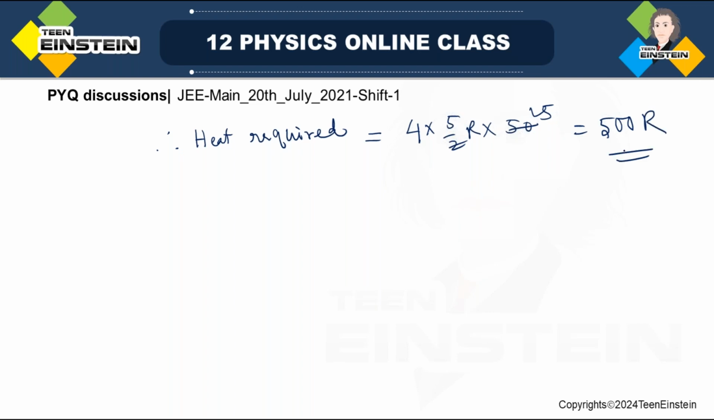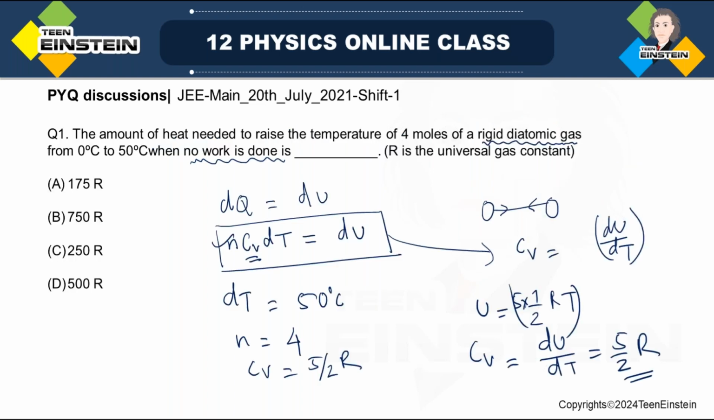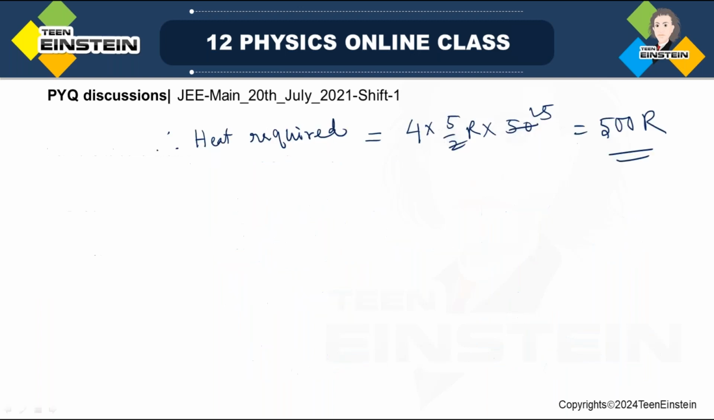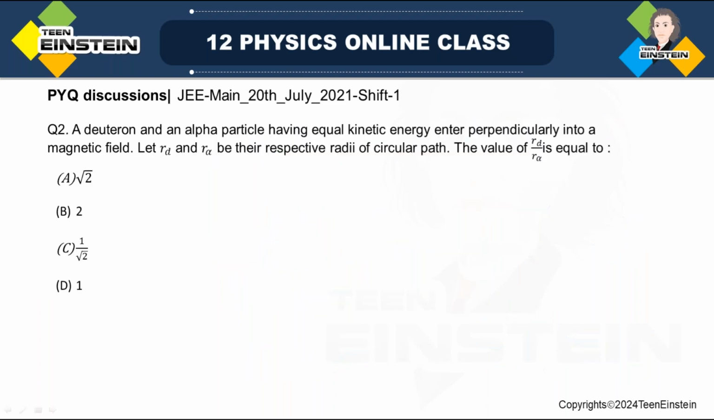Let us match the options, which one has come closer. Okay, so option D will be the correct answer for this question. So this will be actually 500 R. Okay, let us go to the next problem.